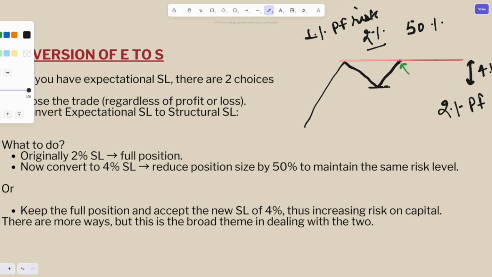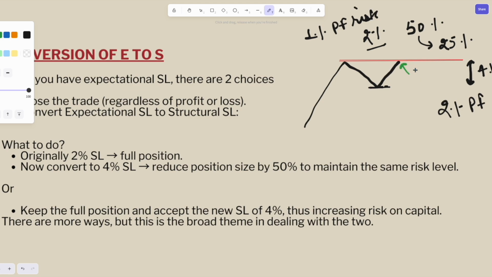No worries. If you are here, what you will do is you will simply reduce this position size to 25%. You will simply half it. Why? Because the SL has been doubled here, right? So now what's the scenario? You have a 4% SL and a 25% position size.